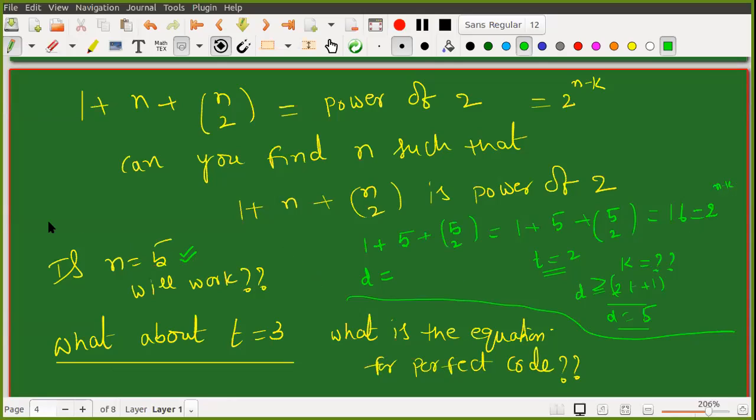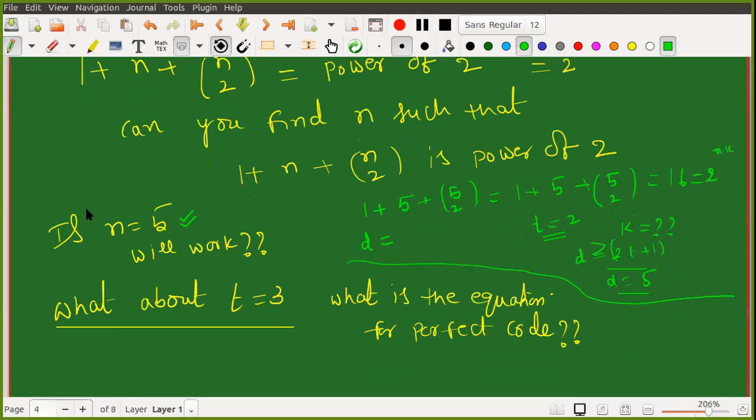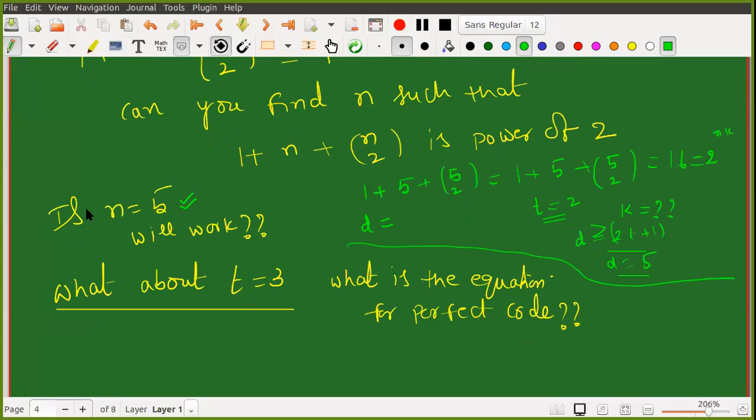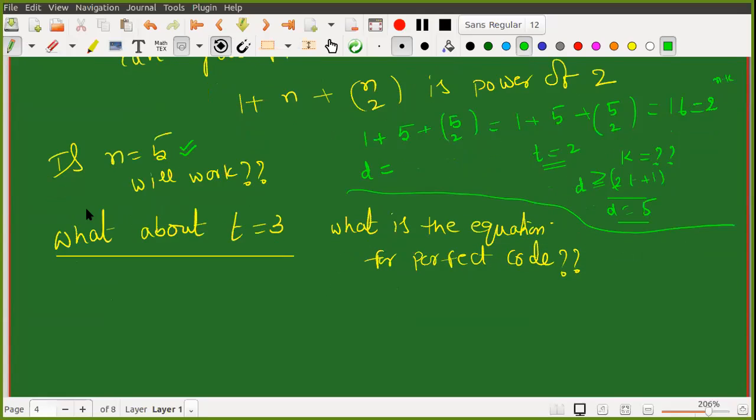But this is not much useful. This is a repetition code. I need non-trivial codes, right? But interestingly, there are none. Non-trivial codes are not there. Then for t equal to 3, people try t equal to 3. This is interesting.